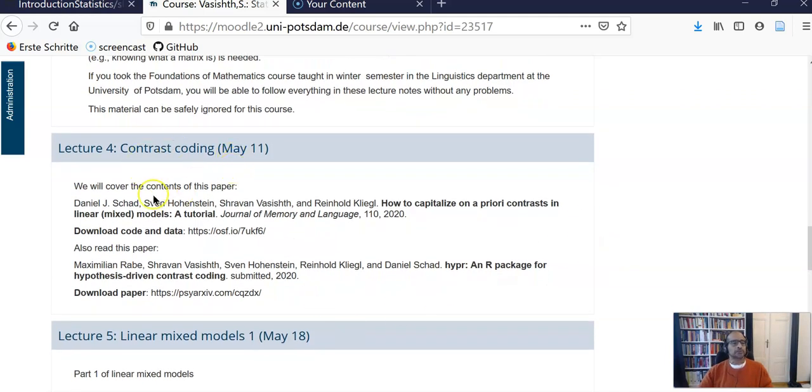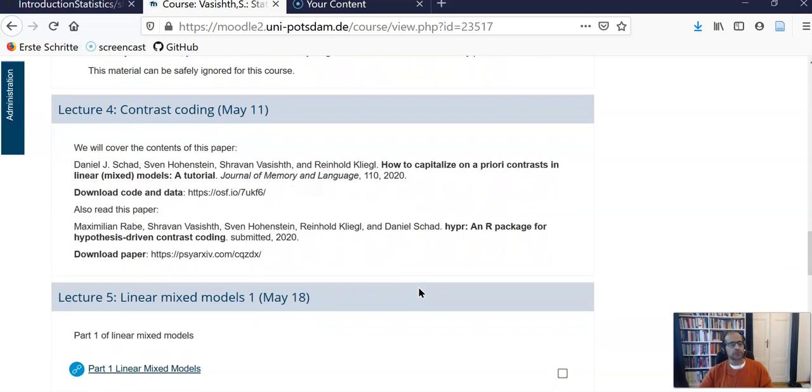So contrast coding, there will be a lecture on that. There's an R package that one of our students has written, which is very useful for defining hypotheses and then deriving contrast matrices from those. So I will discuss this briefly and show you how everything works.